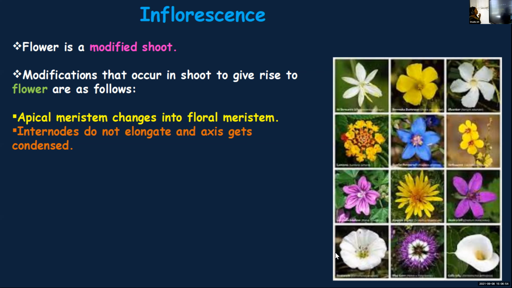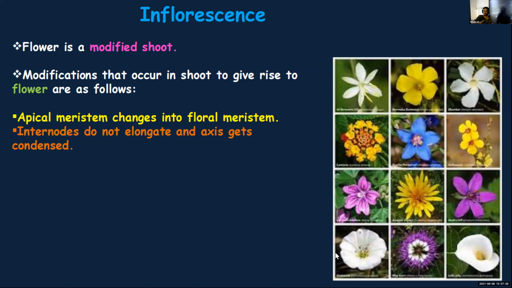Internodes do not elongate. Normally the internodes means the distance between two consecutive nodes. The node is a point on the stem from where a leaf or a branch originates. So those internodes, the gap between the two nodes, will get shortened. It will not elongate. Axis as such will get condensed. So when that particular part of the shoot or stem has to transform into a flower, these are some of the changes that it undergoes.